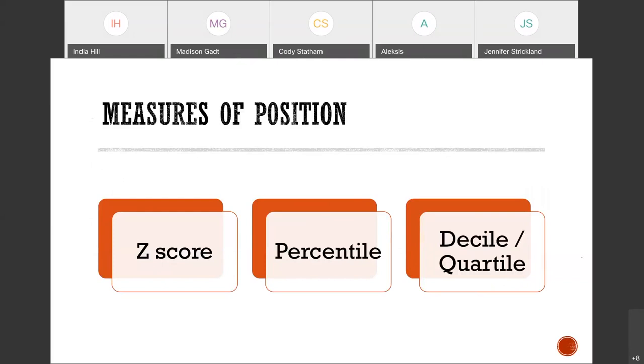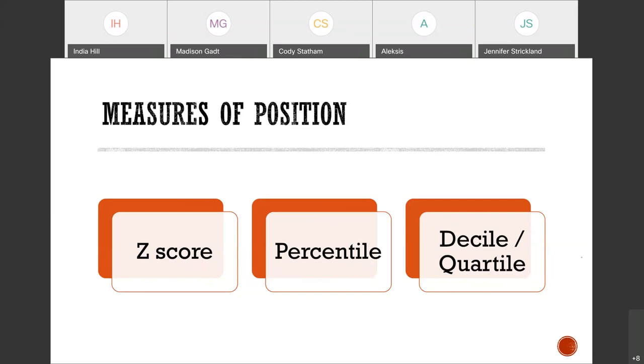You don't have to write this part right now because we're going to get to them individually. But this is what we're talking about when we talk about measures of position. These tell us where a particular data value is in relation to the rest of the data set. It gives us the position of the data value. So we've got Z-scores, percentiles, which is the one I think we're probably familiar with, and then we have deciles and quartiles. So we're going to try to get through all three of those today and see how it goes.